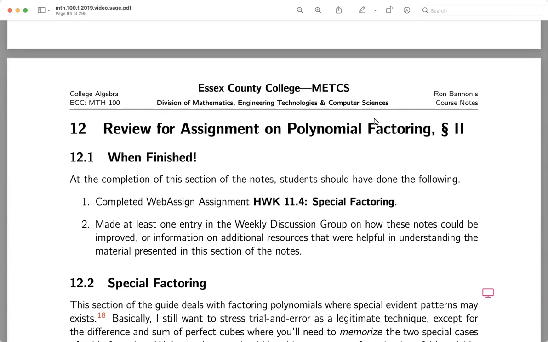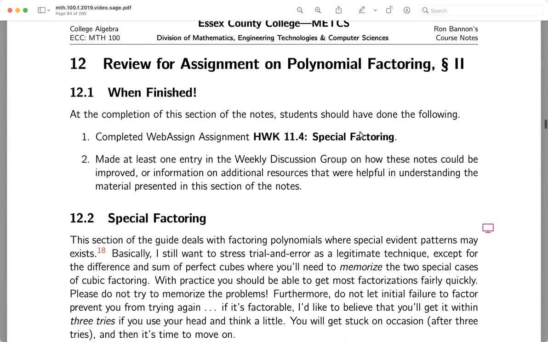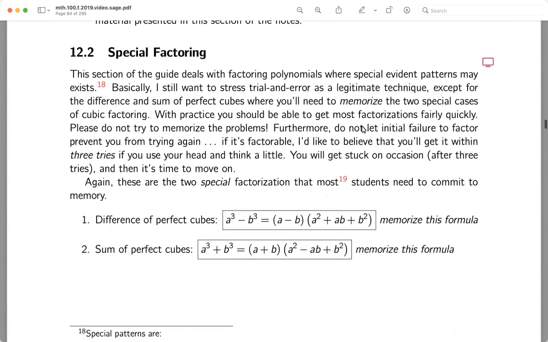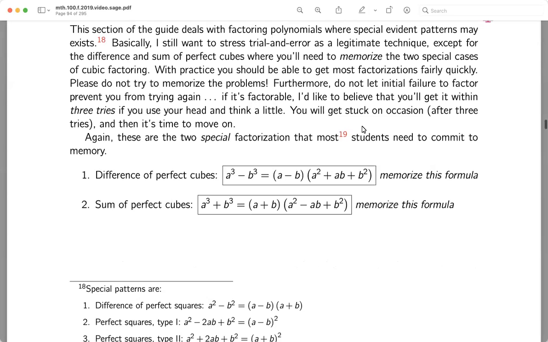We did GCF. That was last section. We did grouping, and we did quadratics. Now they say there are special cases over here. And even the word special doesn't sound good to me, but I only had two boxes on these special cases.